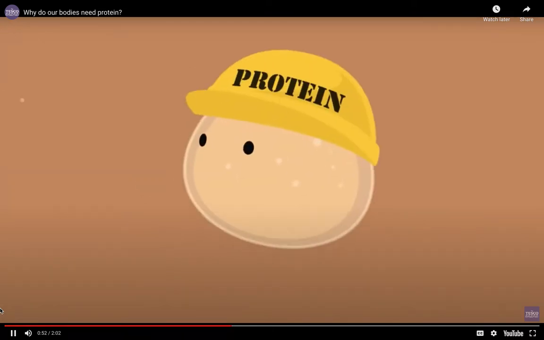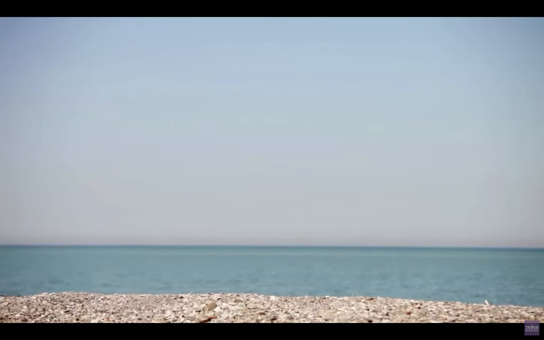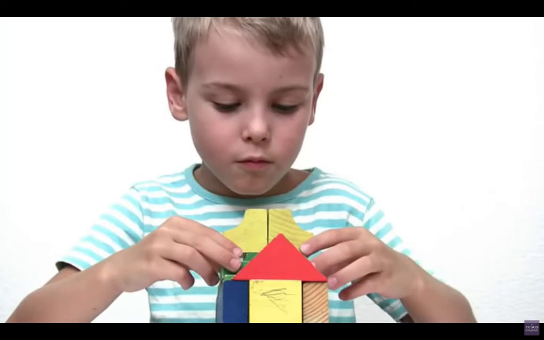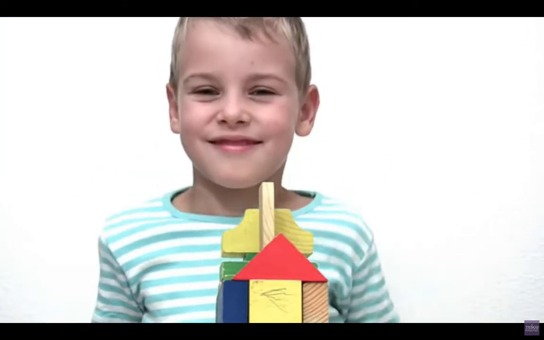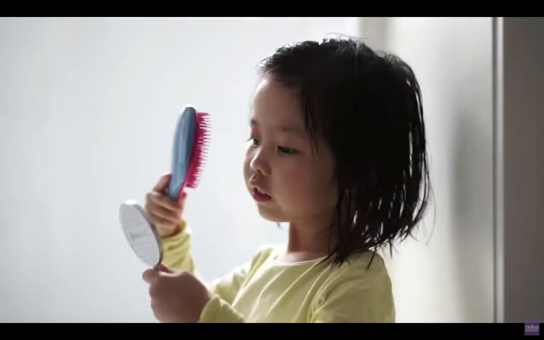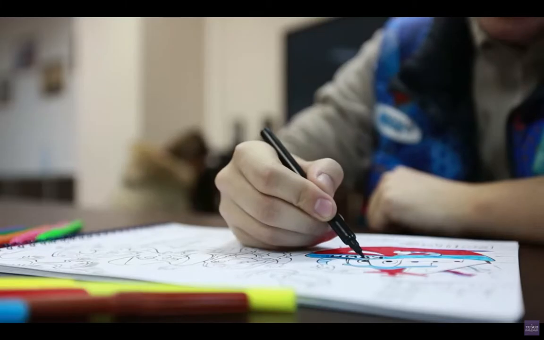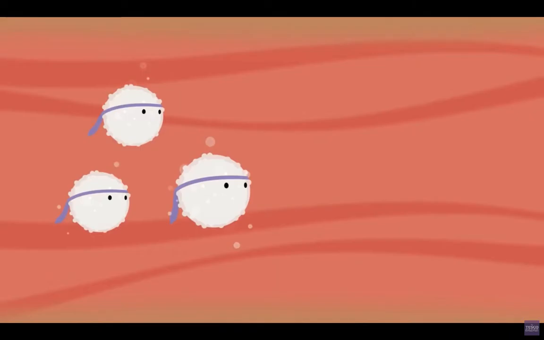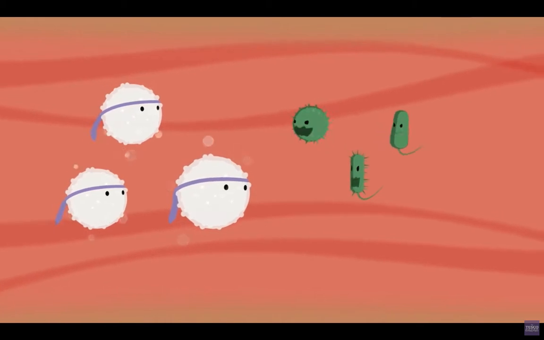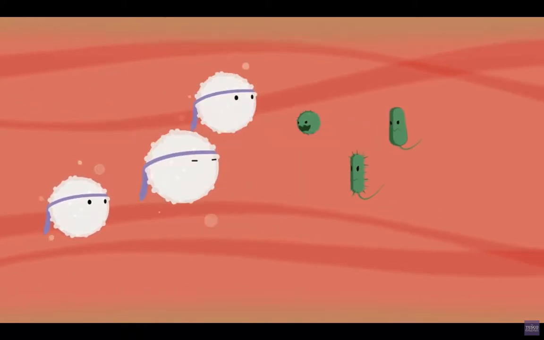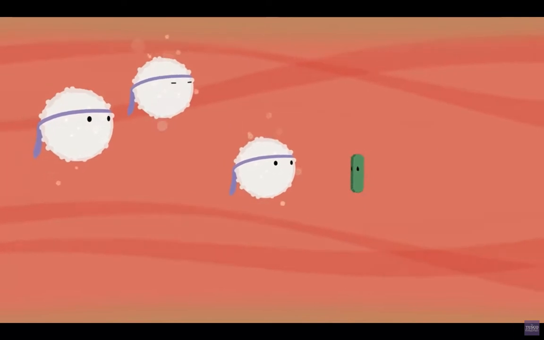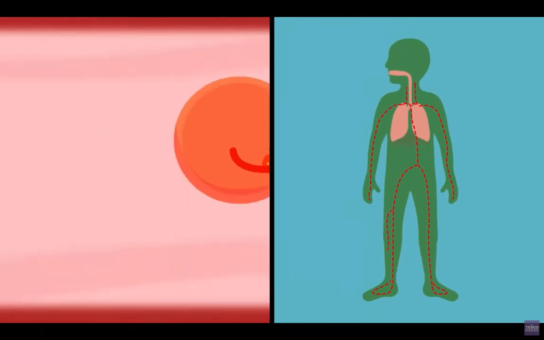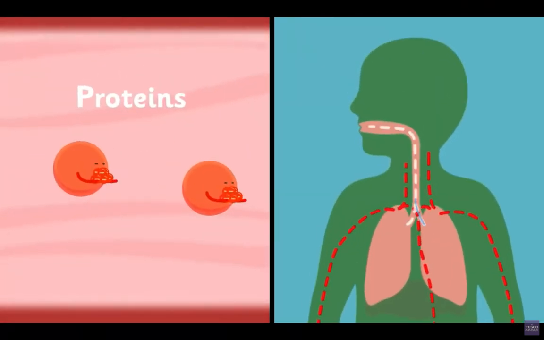They grow and repair our muscles, skin, and hair. And they even help us to breathe. Some proteins are like the building blocks of your body. They are what your hair, nails, skin, muscles and organs, such as your heart, are made of. Other proteins help to protect you from getting ill by attacking germs or bacteria that might make you unwell. There are even some proteins that help you breathe by carrying oxygen around your body.